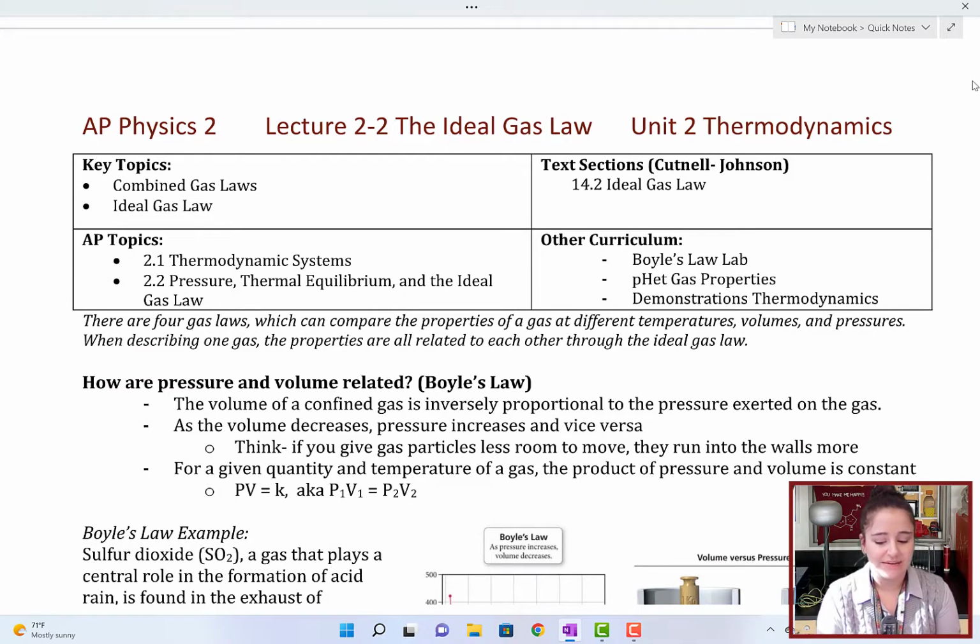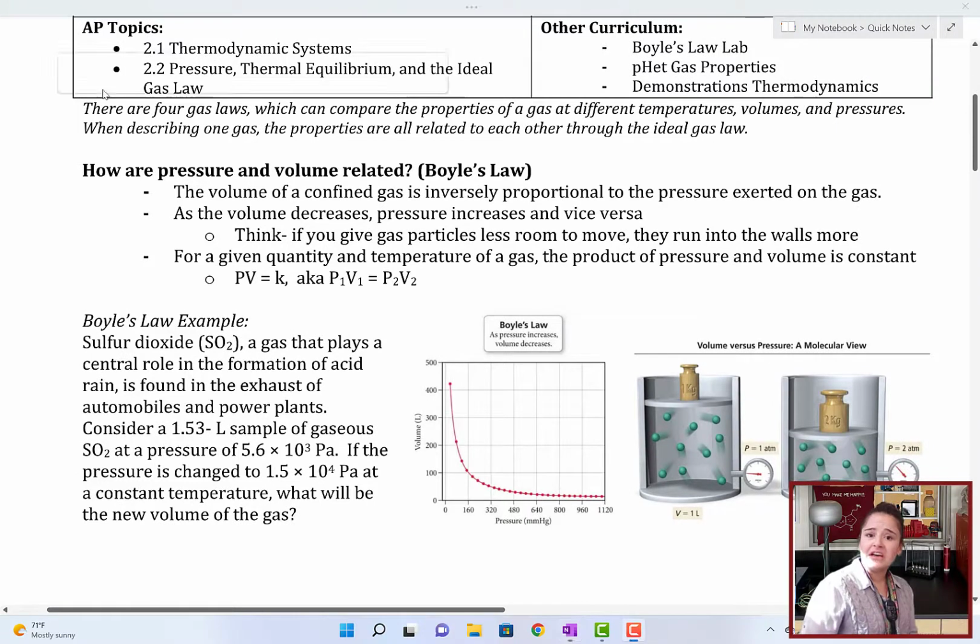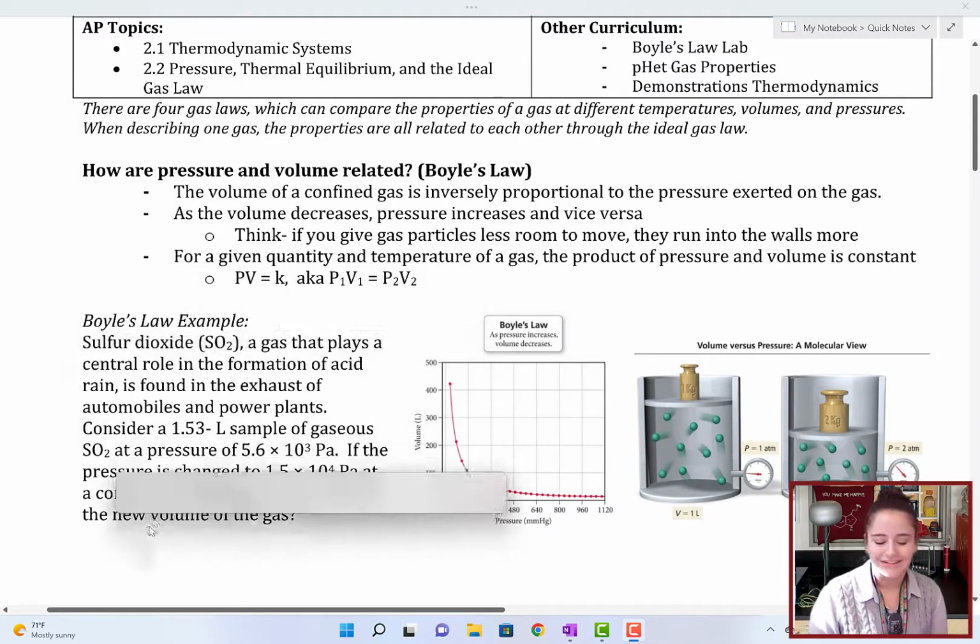Okay, so this comes from Unit 2, Thermodynamics. We're going to be talking about the combined gas law and individual gas laws, where they all come from, and how we came up with this whole ideal gas law.